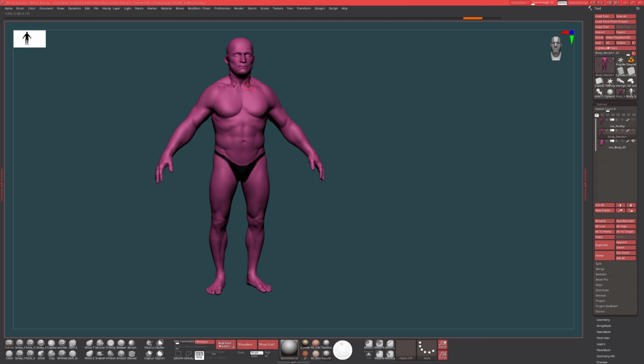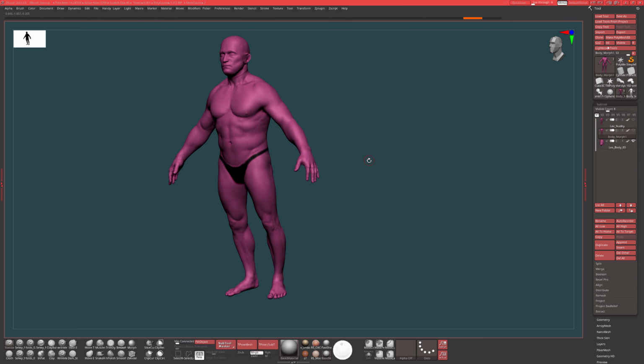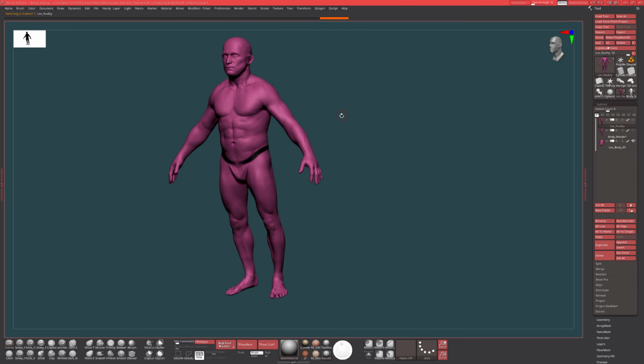That's kind of the process of sculpting. It's just cleaning things up, but not in just a straightforward manner, not in a sense that we just take a smooth brush and we clean the surface. It's about thinking.